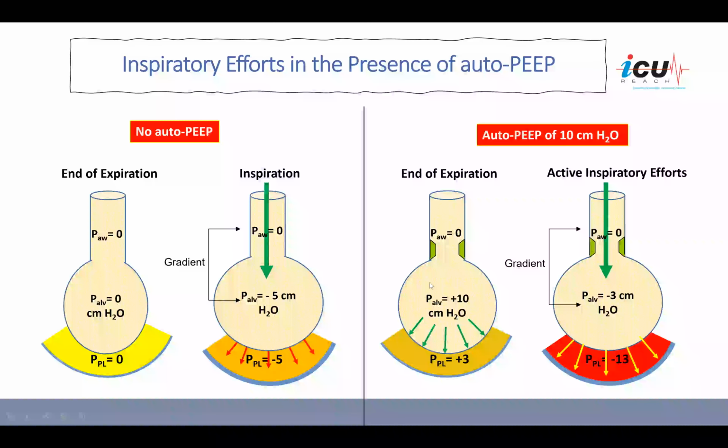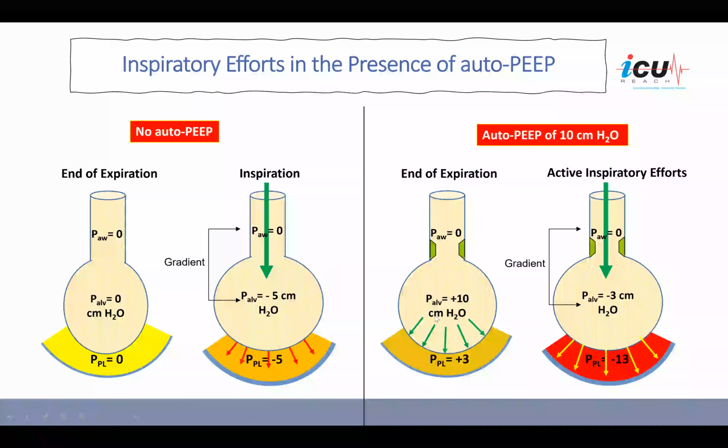And of course, when you have auto-PEEP, part of this pressure is going to be transmitted to the pleura. That's why I have a pleural pressure here of 3 compared to 0 without auto-PEEP. So now think about it: how would this patient inhale, or how would he be able to trigger the ventilator? In this example, I said a trigger at -4, it is -3. The patient needs to create a pressure of -3.